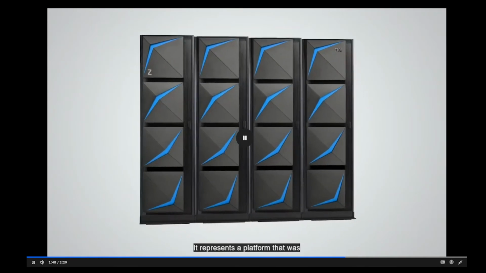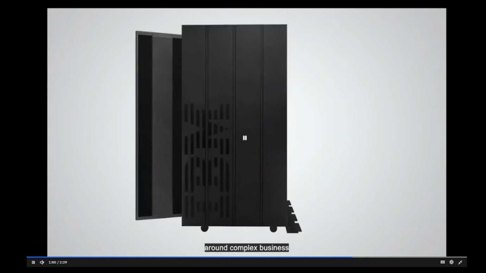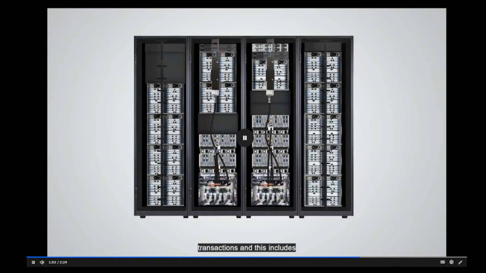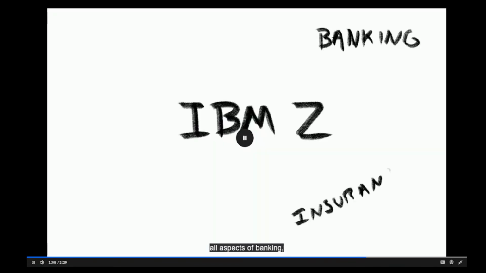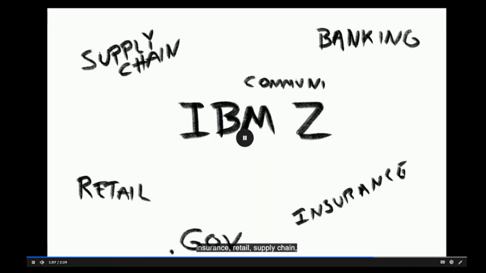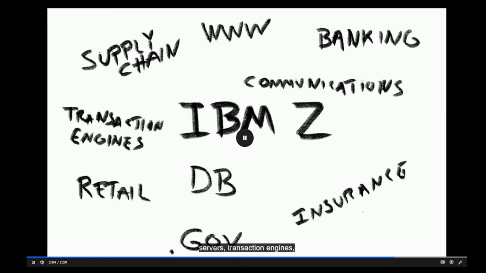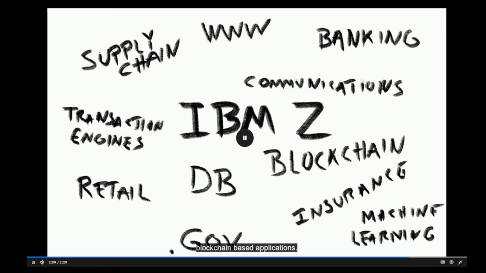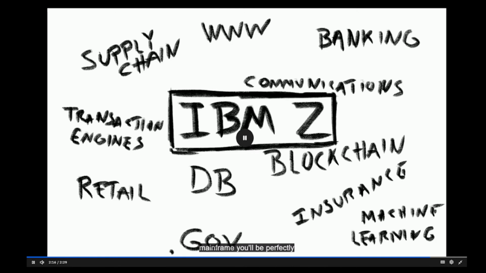Today's mainframe goes by the name IBM Z. It represents a platform that was engineered from the ground up around complex business transactions. And this includes all aspects of banking, insurance, retail, supply chain, government, communications, and countless other industries. So you'll find databases, web servers, transaction engines, and lately you'll even find machine learning and blockchain-based applications. There's a reason the world's largest companies entrust their most vital operations to Z. And by learning more about the mainframe, you'll be perfectly equipped to jump right in.